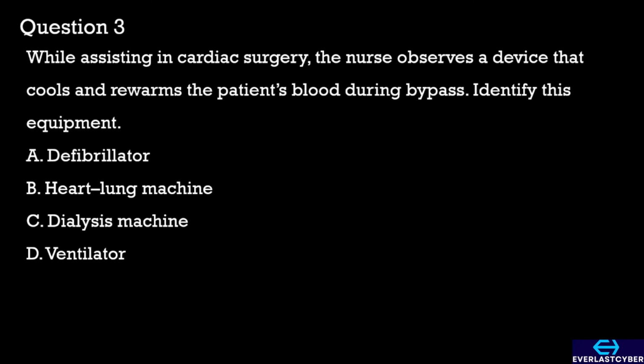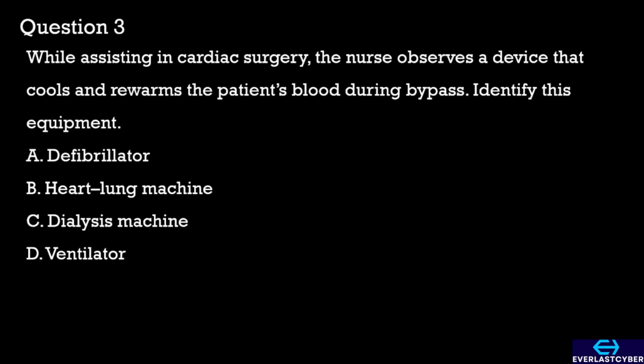Question 3. While assisting in cardiac surgery, the nurse observes a device that cools and rewarms the patient's blood during bypass. Identify this equipment. A. Defibrillator. B. Heart-lung machine. C. Dialysis machine. D. Ventilator.